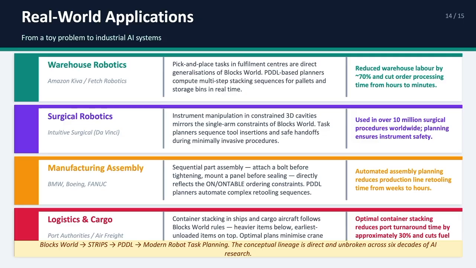In surgical robots, the machine plans safe movements of all the tools that are used in the surgery. In manufacturing, machines follow step by step assembly process. In logistics and cargo, containers are stacked in a correct order. All these systems follow similar ideas, doing actions step by step, following rules, and reaching a goal efficiently. So, this concept is very useful in real world applications.